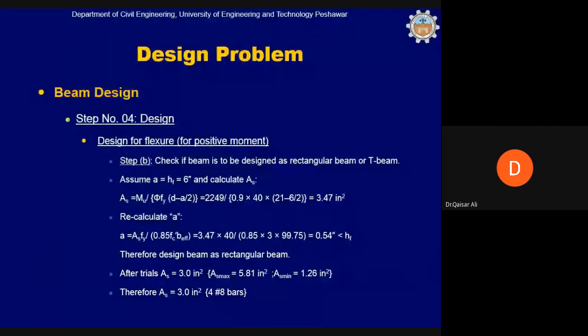AS maximum can be calculated. You know the equations for AS max and AS minimum. AS maximum is 5.81 square inch. AS minimum is 1.26 square inch. So AS is within the maximum and minimum range. This is okay according to the ACI code requirements. AS shall be not more than AS max and shall not be less than AS minimum.